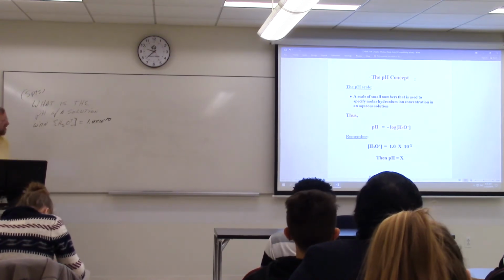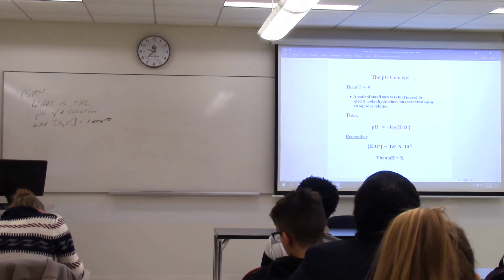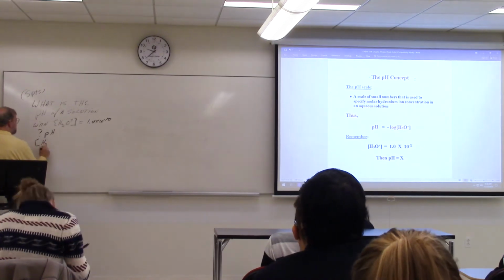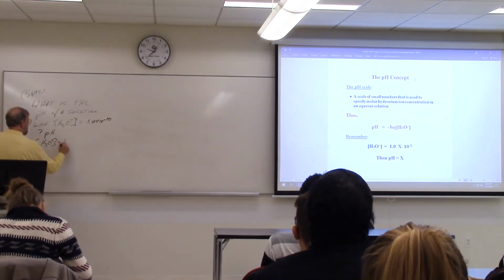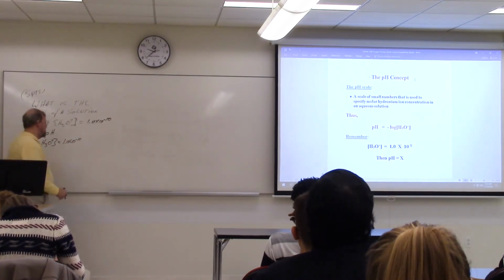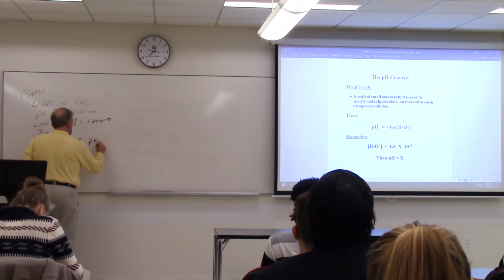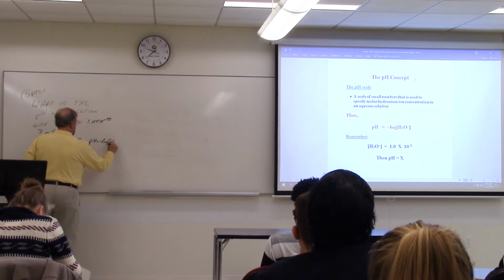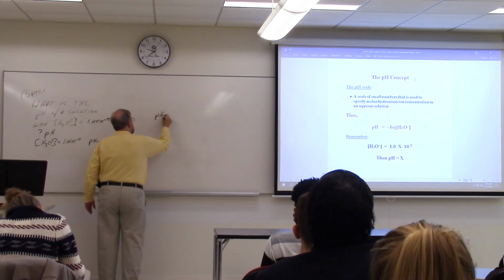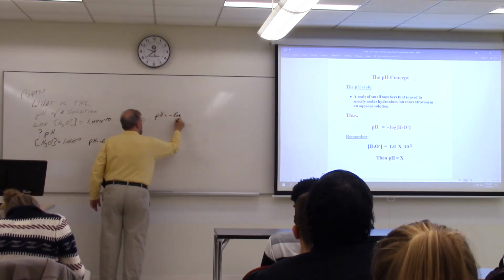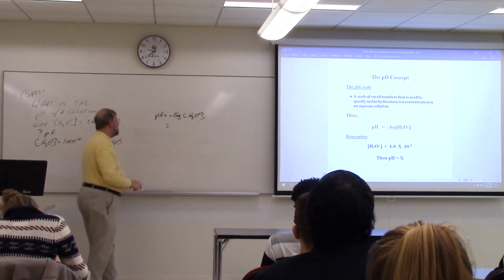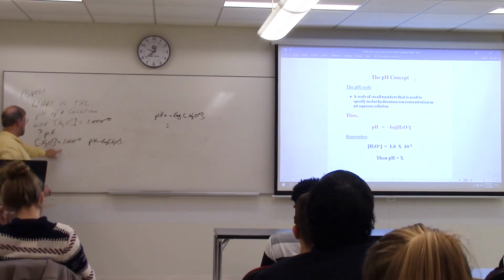I think everybody's just about done. Let's take a look at this. What are we trying to find? What are we given? What do we know? The pH equals minus the log of the hydronium ion concentration. Therefore, to find the pH of a solution, I know the hydronium ion concentration. I know what it is, because I wrote it right here.